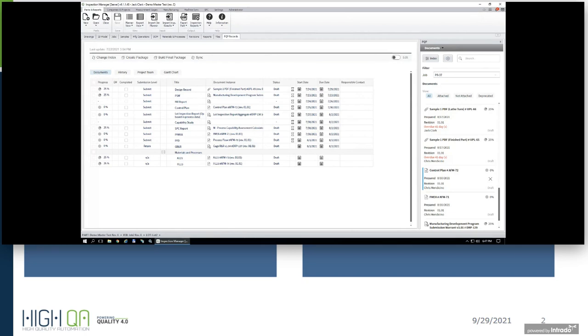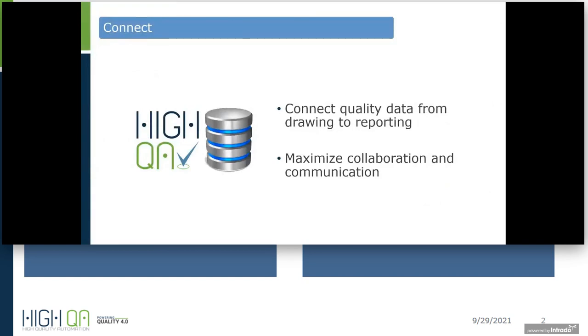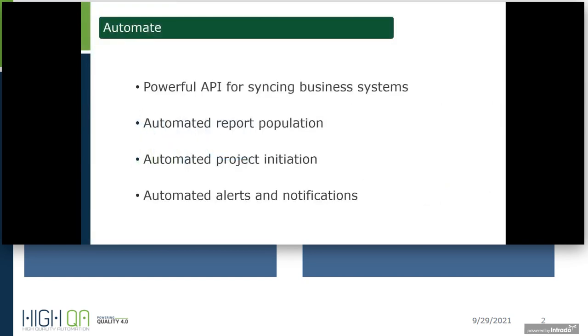So lastly, we want to automate. So once we've connected all of the different systems together, we've digitized, we've centralized, we've templatized all of our content and connected, so that we can follow that digital thread through the quality process in the manufacturing process. Now we want to automate.